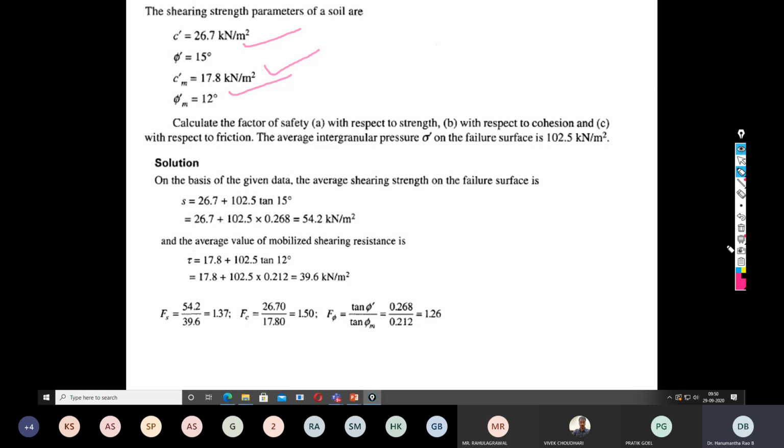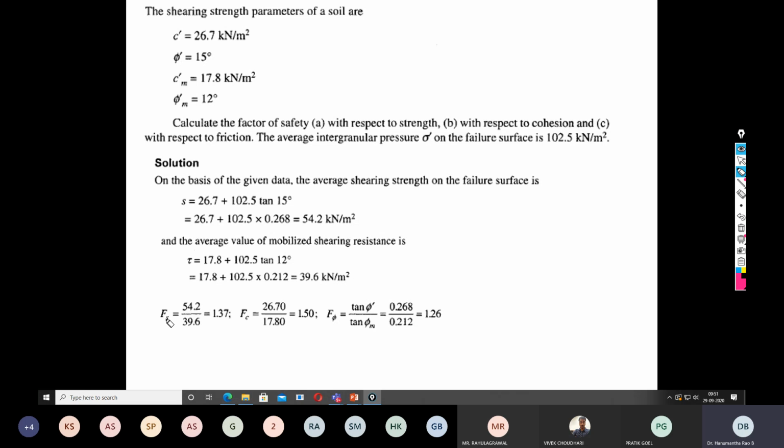Now this is a very simple and straightforward problem. The factor of safety with respect to shear strength: S is equal to C dash plus sigma dash tan phi dash. The shear strength of the soil is 54.2 kilonewton per square meter. Then the average value of the mobilized shear resistance, using the mobilized C dash and phi dash values, is 39.6 kilopascal.